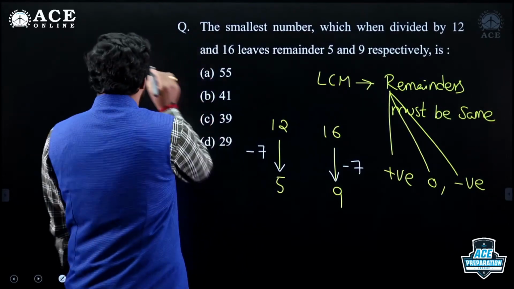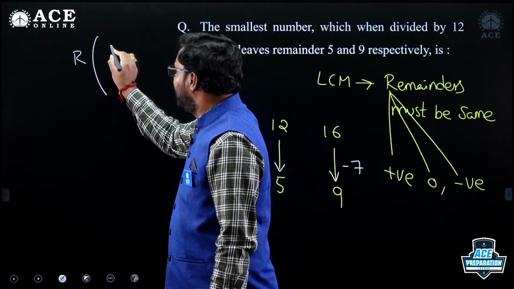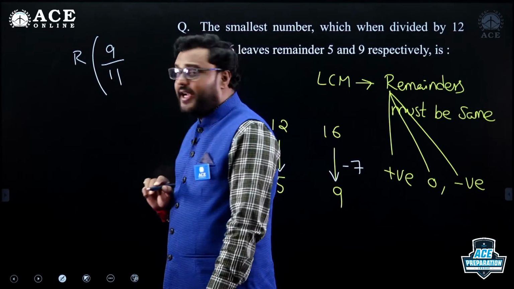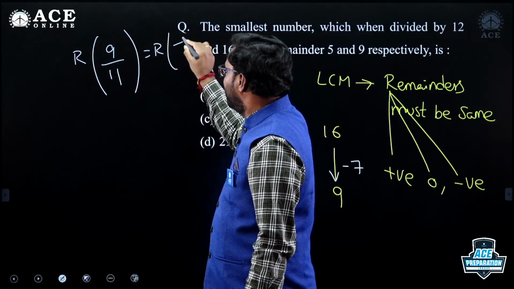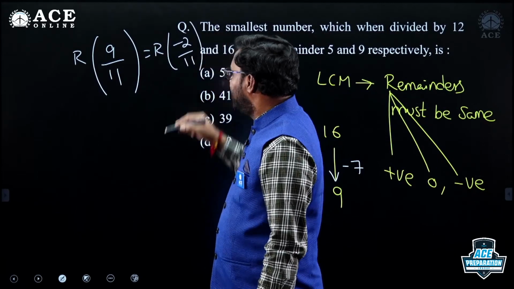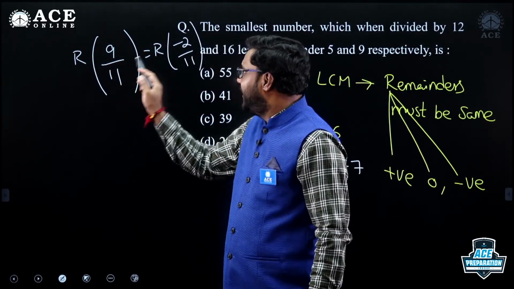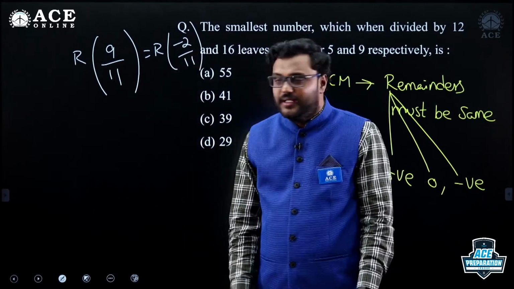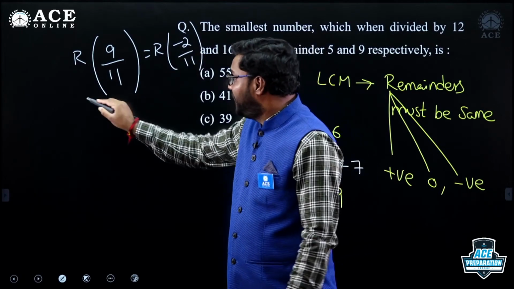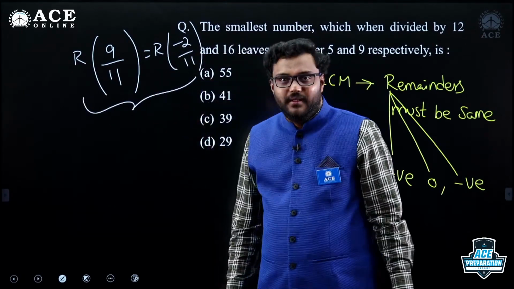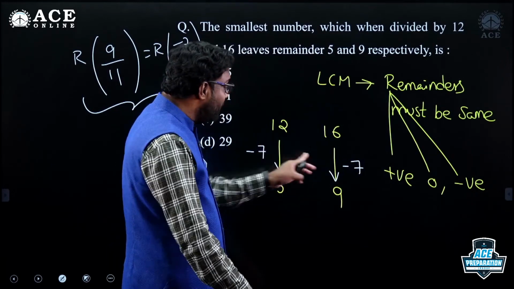What is the sense? Suppose I got a remainder 9 when dividing by 11. I can also consider this remainder as minus 2. Both are the same actually. When you divide by 11, 9 is 2 short of 11, so I can put minus 2 also. I can put it like minus 2 for calculation purposes. Now you have a same remainder, but negative.